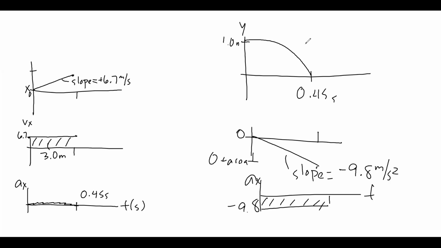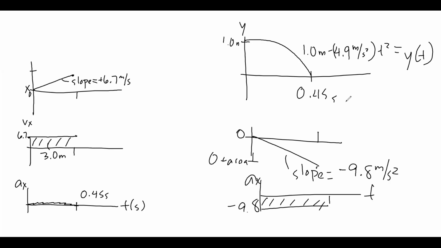What would be the equation for this parabola? It would be 1.0 meters minus 1/2 g t squared. Half of g is 4.9. I would also commit that to memory. So minus 4.9 meters per second squared times t squared. Graph that on a calculator. That is the y of t function that you're going to get.